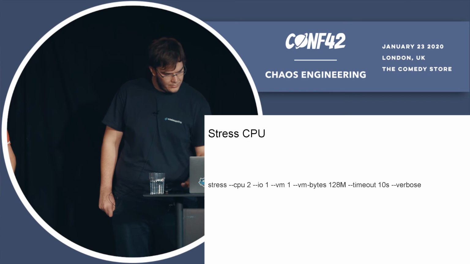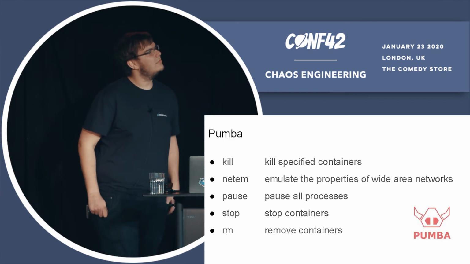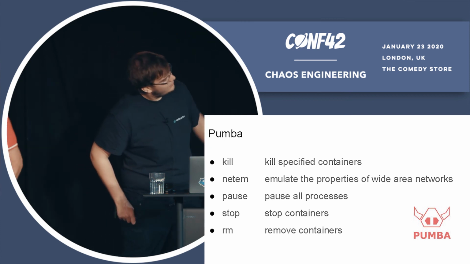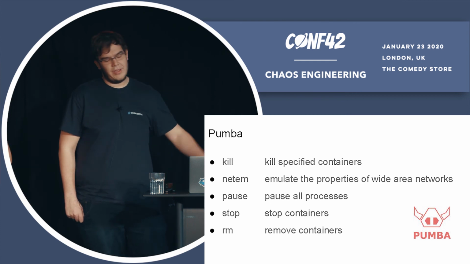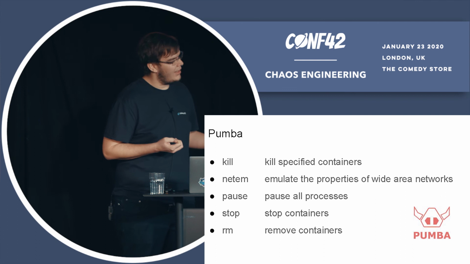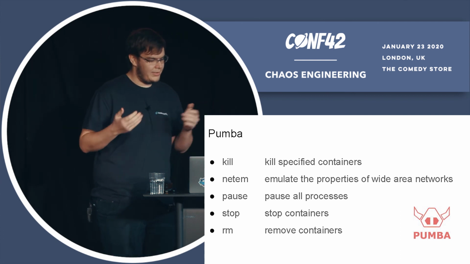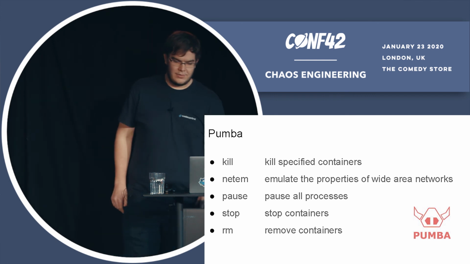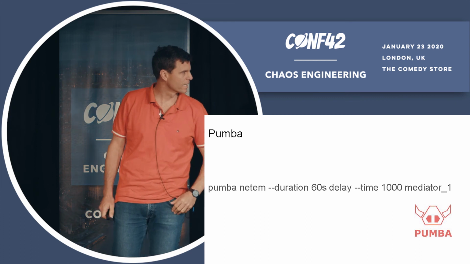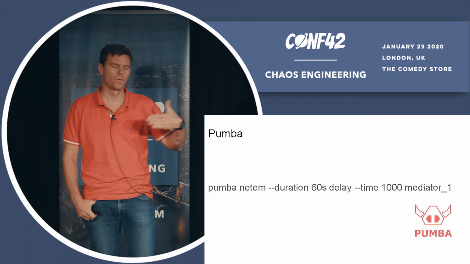Another cooler tool is Pumba. Pumba attacks Docker containers mostly. It has these commands available, so you can emulate network delays, pause containers, stop and kill them, and even remove them. For comparison, there's the latency thing again, but with Pumba, introducing latency onto connections for that particular Docker.